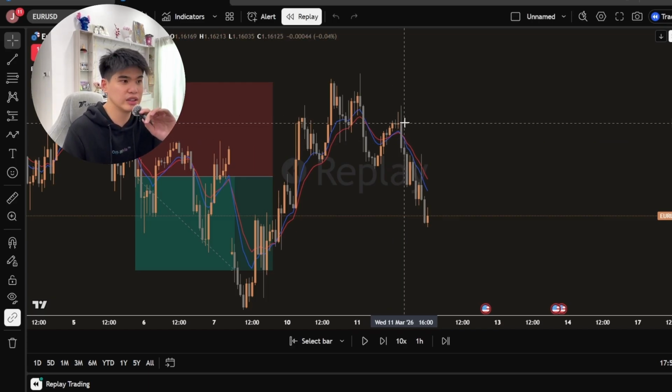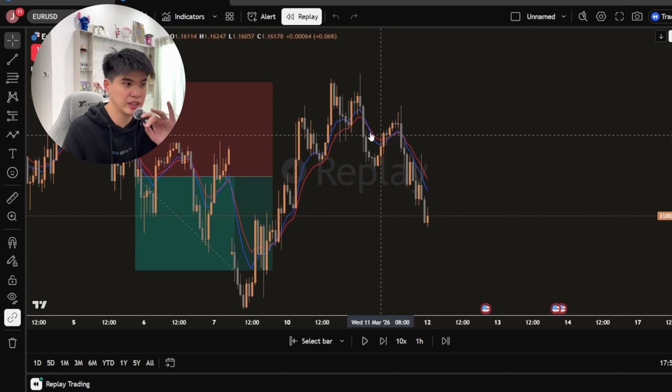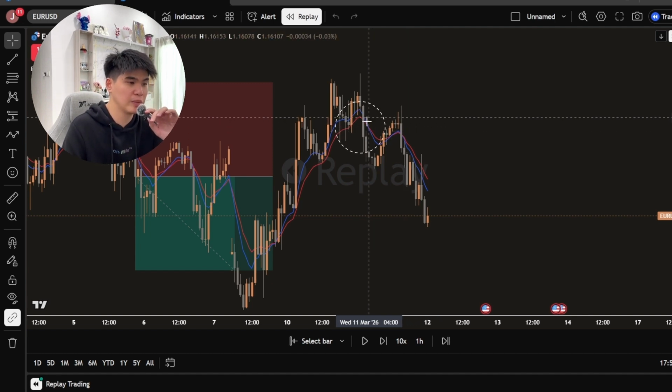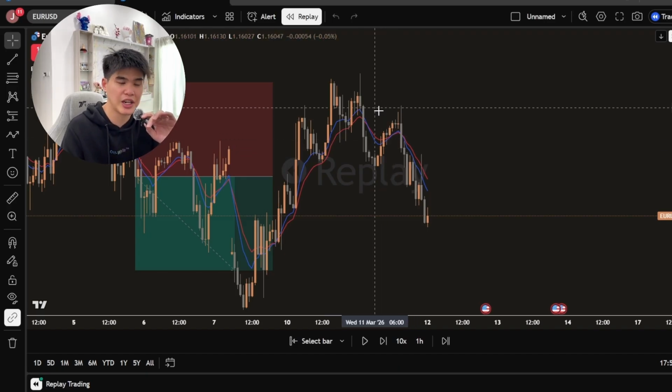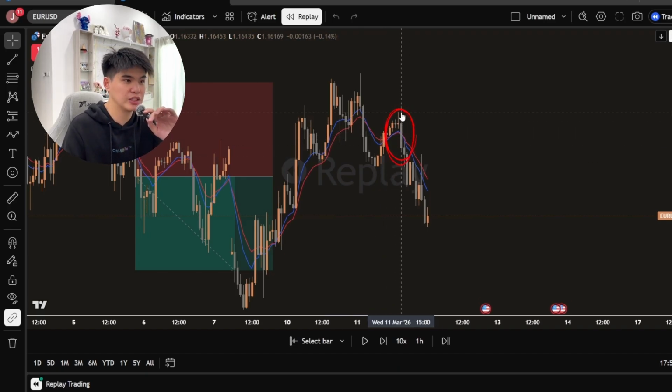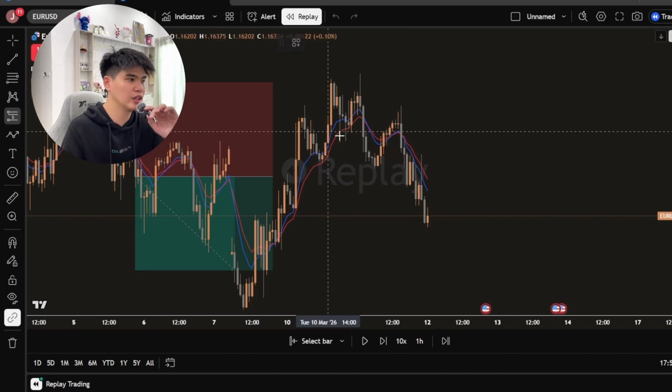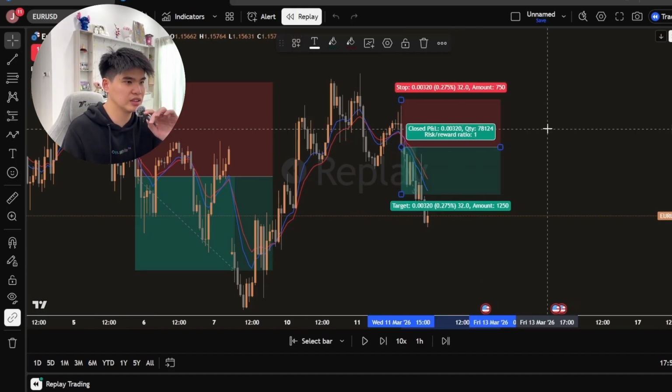So again, in this case, have I checked off all my list? Number one, my EMA crossed back down. Yes, check. My candlesticks moving back to my EMA. Check. It didn't break. Check. My bearish confirmation candle. Check as well. So what I do, immediately enter sell here.